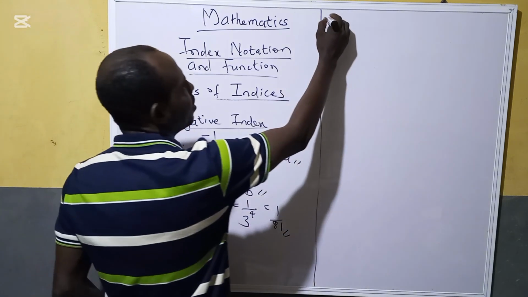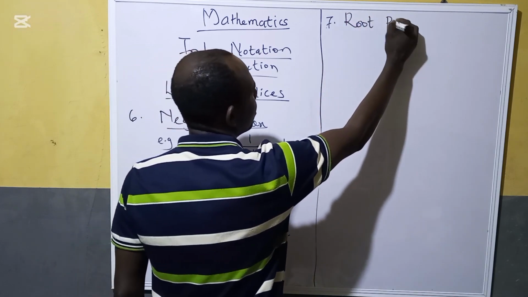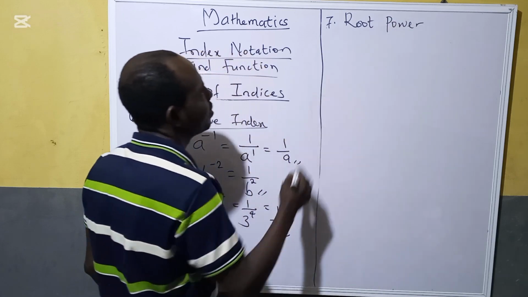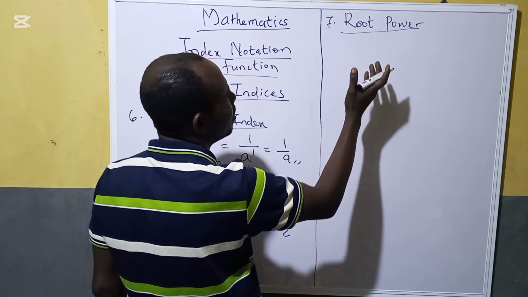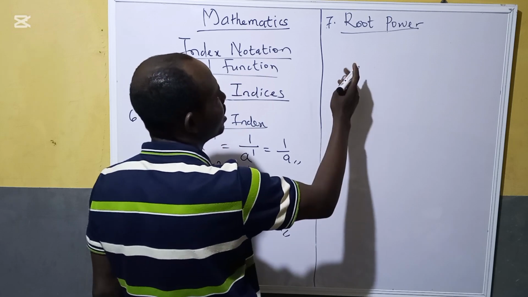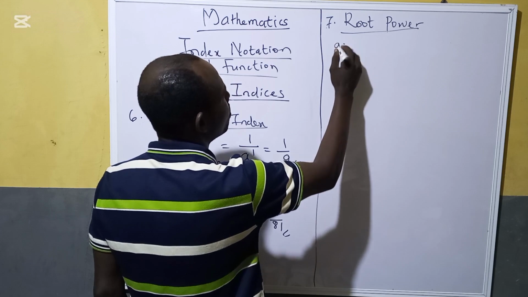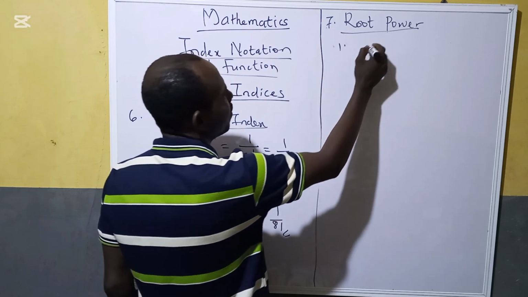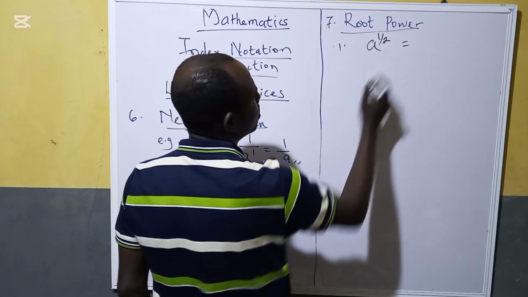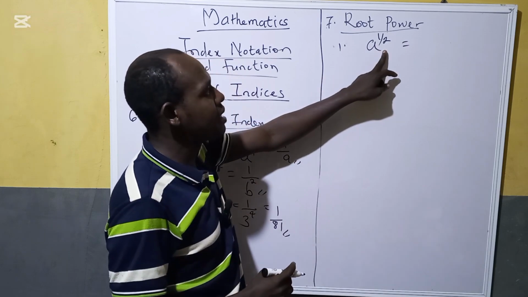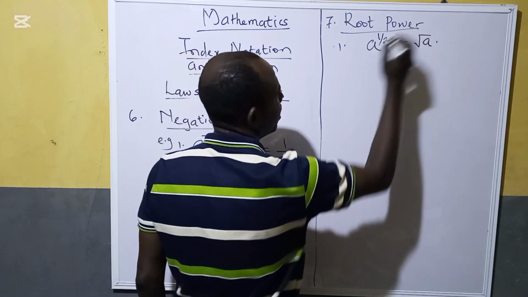So another law, number 7, is the root power. Now, this law says that if you have any number raised to the power of roots, then you take the root of that number or factor. Example 1. Let's say we have a raised to power of 1 over 2. Now, 1 over 2 is simply square root. So you just take the square root of a.